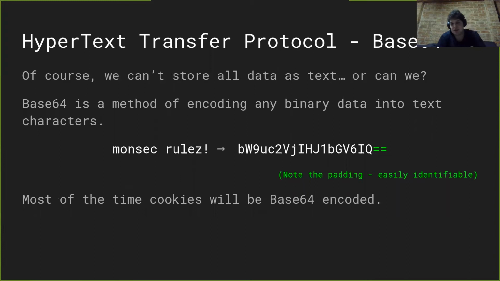Typically, cookies will store all kinds of data, not necessarily just strings and text. They will also store things like Boolean values, numbers, integers, stuff like that, which don't necessarily use ASCII values. In that case, how do we actually store that sort of data in a text document? Well, we use something called base64.